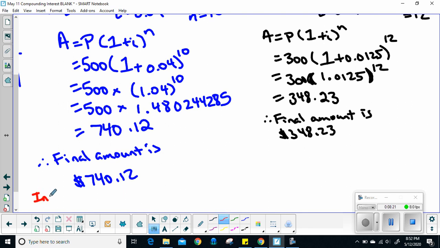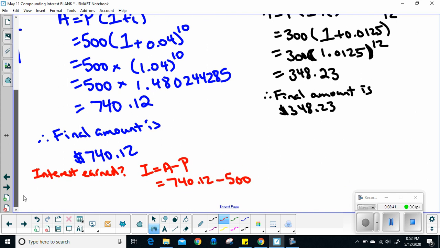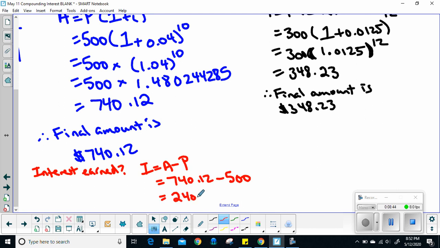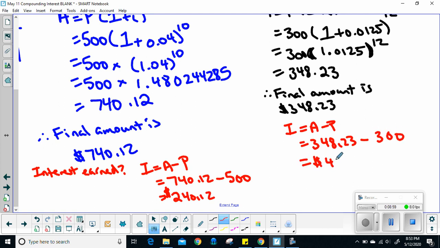What's my interest earned? Or paid? I forget the question. So make sure your interest, remember, is going to be the difference between what you end with minus what you start with. So in our first example, we ended with $740.12 and we started with $500. So our interest earned here would be $240.12. Second one, our interest would be our final amount minus our starting amount. We end with $348.23. We started with $300. So this one earned $48.23 in interest.